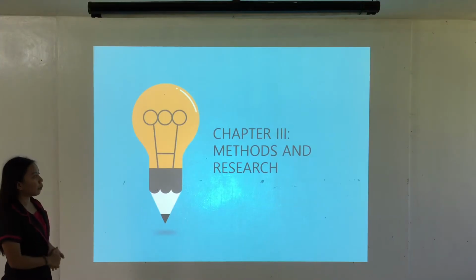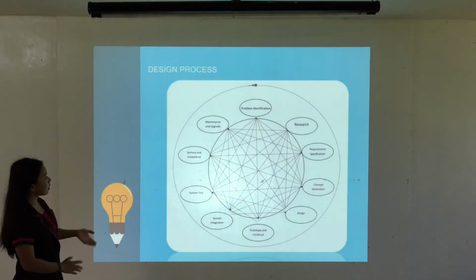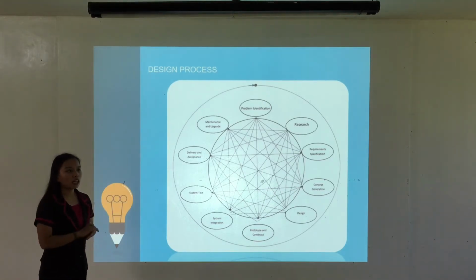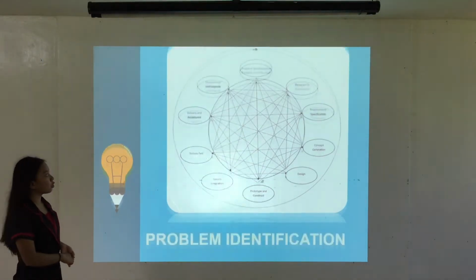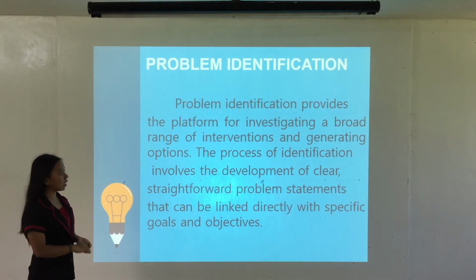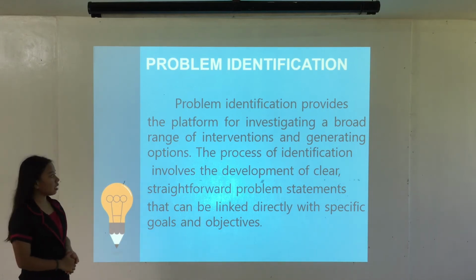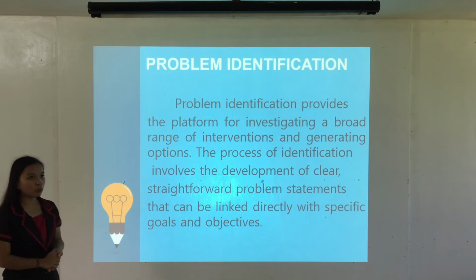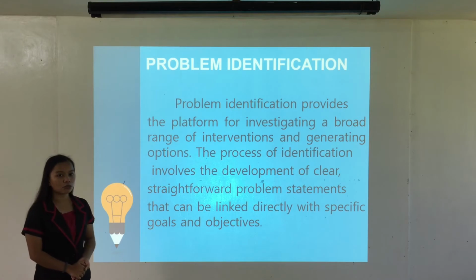Chapter 3, the methods and the research. So for the design, this is the design process, a descriptive overview of the system by Ralph M. Ford and Chris Coulston. For the problem identification, problem identification provides the platform for investigating a broad range of intervention and generating options. The process of identification involves the development of clear, straightforward problem statements that can be linked directly with the specific goals and objectives.